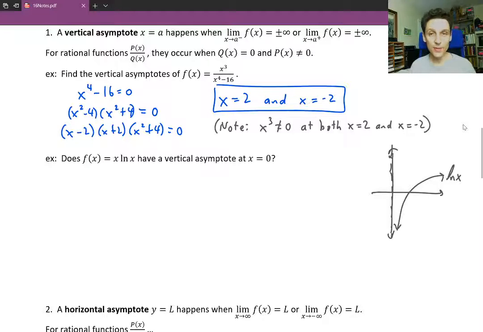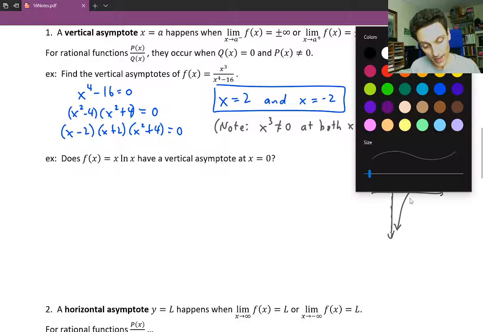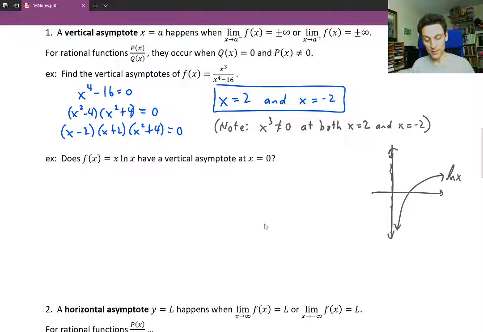I should mention too that x equals 0 would be the equation for that vertical asymptote, just like x equals 2 is the equation for that vertical line, and x equals negative 2 is the equation for that other vertical asymptote. Okay, but back to x ln x. To find out if we have a vertical asymptote at x equals 0, we can check by taking the limit as x approaches 0.